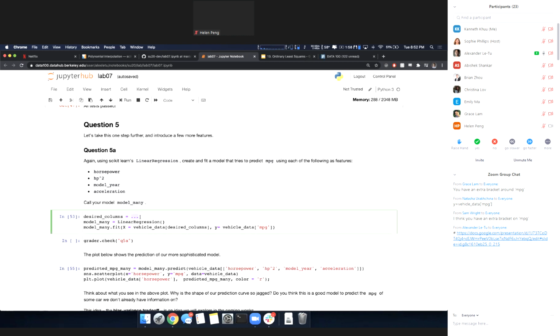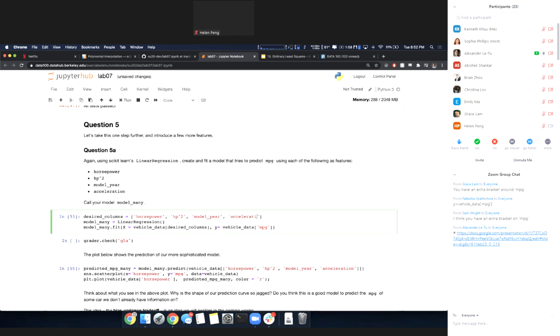So our desired columns, what are they going to be? This is just going to be a list, and we're told that we want the horsepower column. We want the horsepower squared. We want the model year. Typically, we would expect that a more recent model year probably has a better rating for miles per gallon.